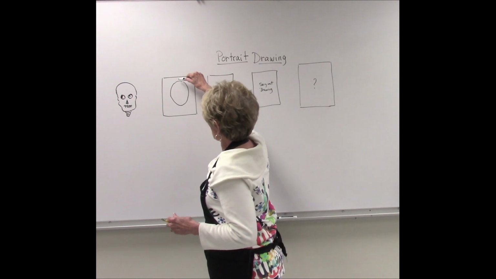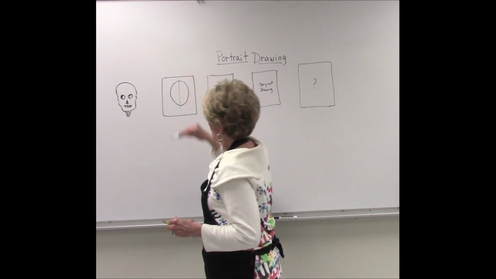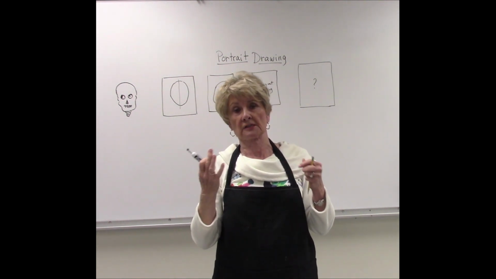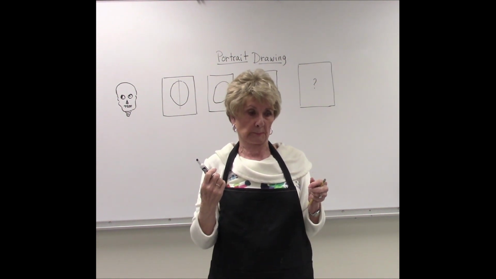In the middle of the oval, put a central axis. Because you notice our faces are the same on two sides. Pretty much, not exactly. But they're pretty much the same.